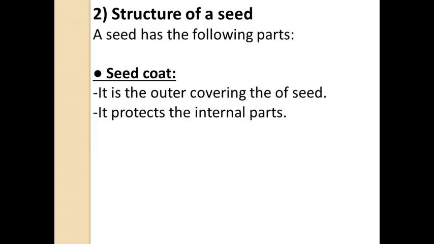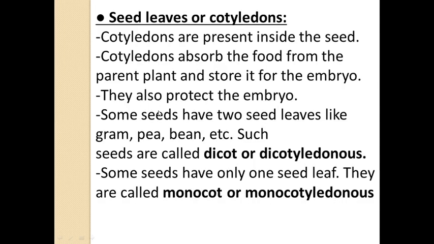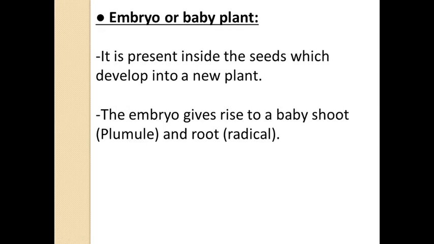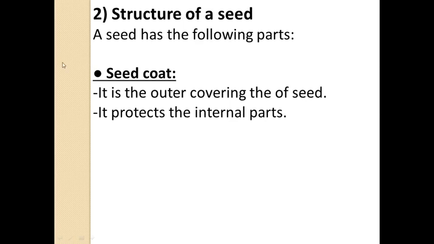Yes. Then we have learned the structure of seed in session 1, that there are three parts of seed: seed coat, cotyledon and embryo. See the note on seed coat. It is the outer covering of the seed. It protects the internal parts. Sorry, the seed coat is present outside of the seed and that protects the internal parts of the seed.